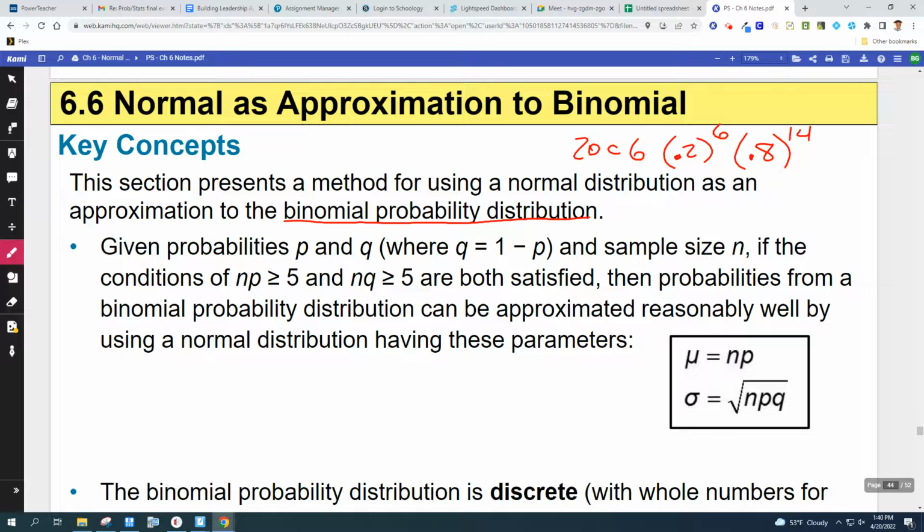Sometimes it gets complicated because there are too many numbers and there are just too many to look at. And so what we're going to do is, instead of looking at the binomial distribution, we're going to use a normal distribution to approximate.